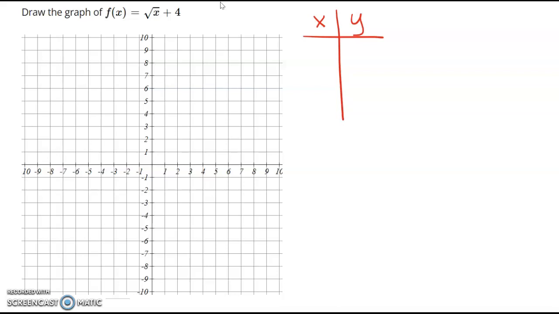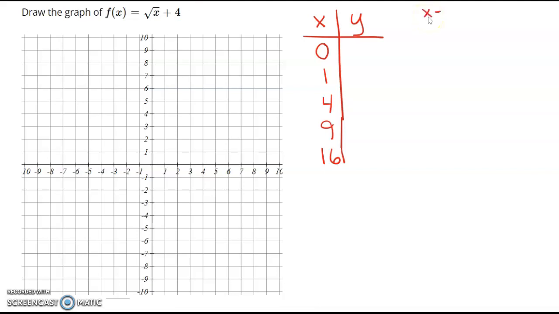I'm just going to choose a few points. Now, because it's the square root of x, I want to choose points that have a perfect square, so it's easier to graph. So I know I can do the square root of 0. I know I can do the square root of 1. I know I can do the square root of 4. And I know I can do the square root of 9. So I'm going to graph those 4 points. If you wanted one more, you could also do 16. So notice I'm just choosing numbers that have a perfect square, so we don't have to deal with decimals.